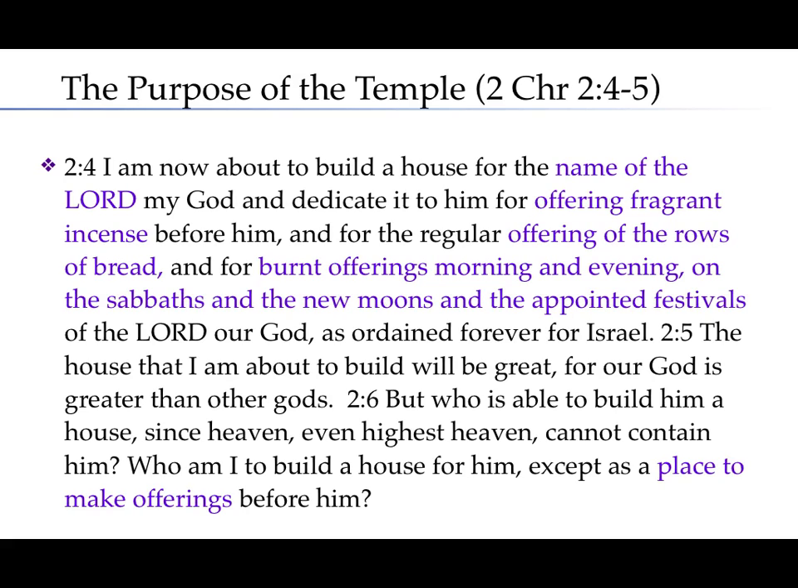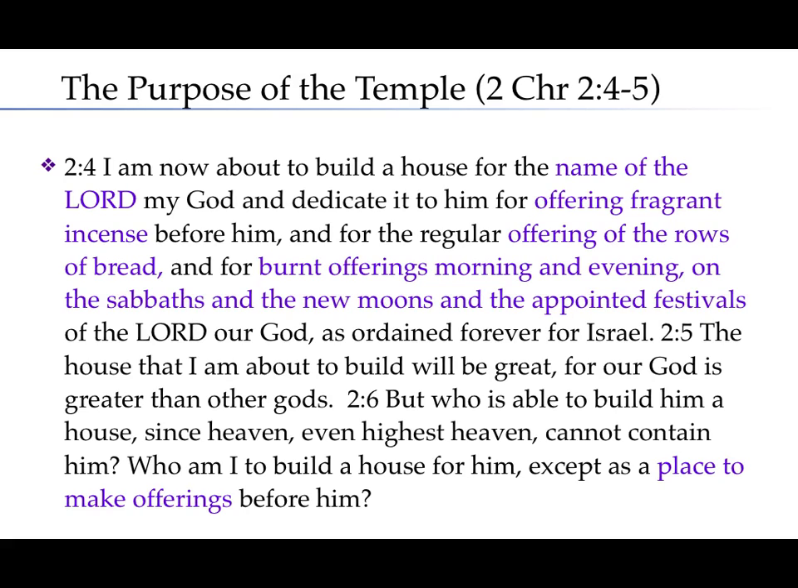So they offer incense. Then what do they do? They offer the rows of bread. So there's bread and wine that they offer, and that again is in the temple, not outside the temple. And then the third most important is the burnt offerings morning and evening. And then also on Sabbaths, new moons, and appointed festivals. So notice, the Israelite sacrificial order has 4 different layers.